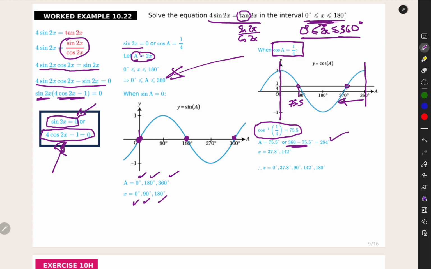Now remember, these are 2x and you want x, so you're going to have to take each of these values and divide them by 2, giving you this value and this value, and you add them to the ones we had. So in total you have first 3 solutions here, the next 2, 5 solutions in total.